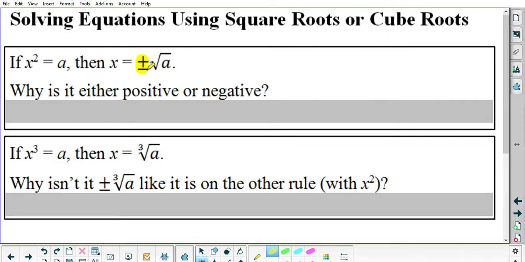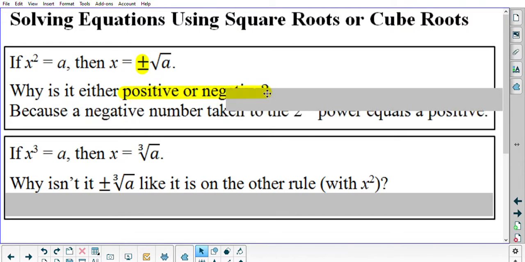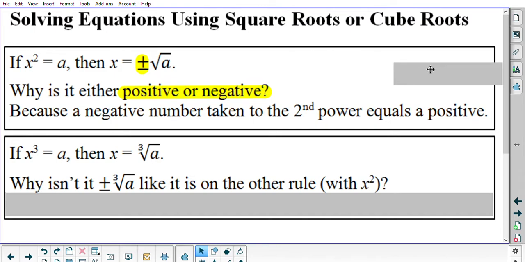That's two possible answers. Now why? Why could it be either positive or negative? It's because, yes, a positive times itself would equal a positive, but a negative times itself to the second power could also equal a positive number. So what I mean by this is, say that a is 64. The square root of 64 would be 8. But negative 8 would also work, because negative 8 to the second power would mean negative 8 times negative 8, which also would equal 64.